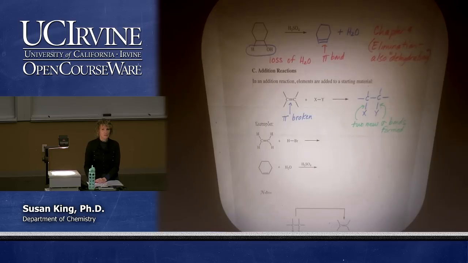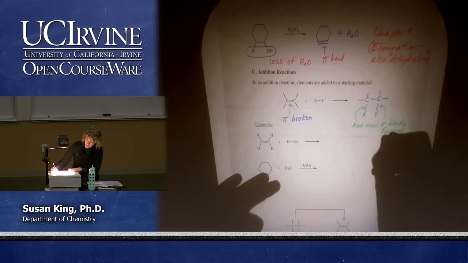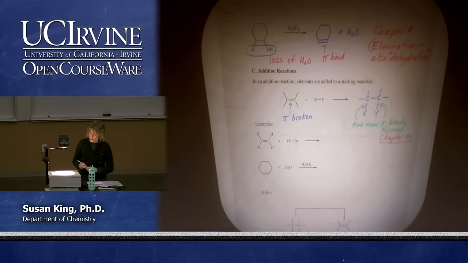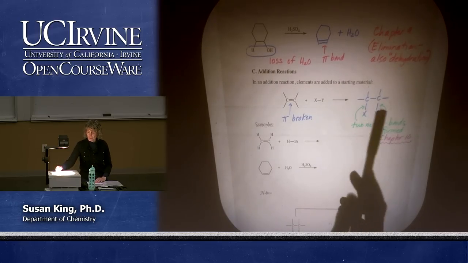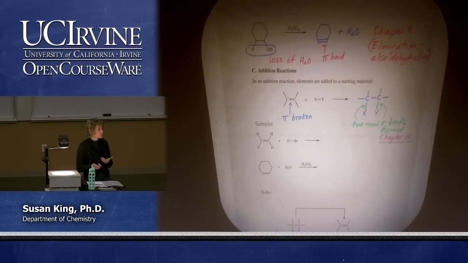That looks like the opposite of an elimination, doesn't it? And it actually is the exact opposite of elimination. This is something that we're going to talk about in chapter 10. So at this point, you're just recognizing the type of reaction. When we get to chapter 10, you're going to learn how to predict products. You're going to learn which carbon gets the X, which carbon gets the Y, and all of that, much more detail. Right now, you're just recognizing reaction types.